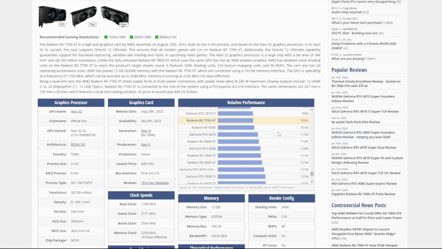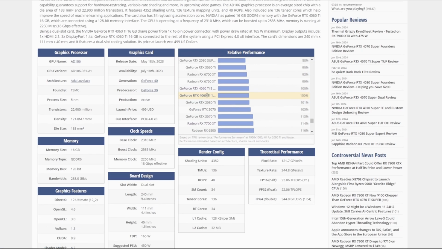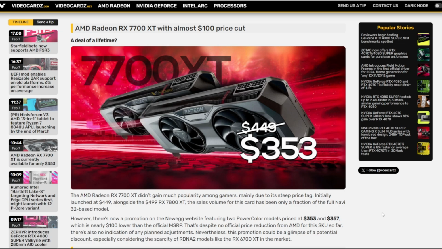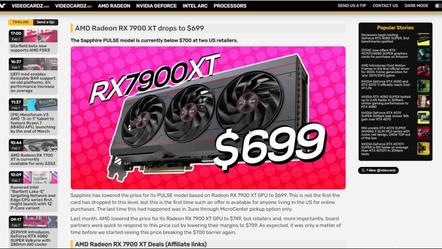Let me tell you that the RX 7700 XT is almost 13% faster than the RTX 4060 Ti 16 gig, and it comes at a lower price. That RTX 4060 Ti 16 gig comes at $500, but the RX 7700 XT has now dropped to $353. So that is really important. If some of you are looking for a really decent GPU that can last you at 1440p for the next couple of years, you can consider this GPU, and now is a good time to buy it.